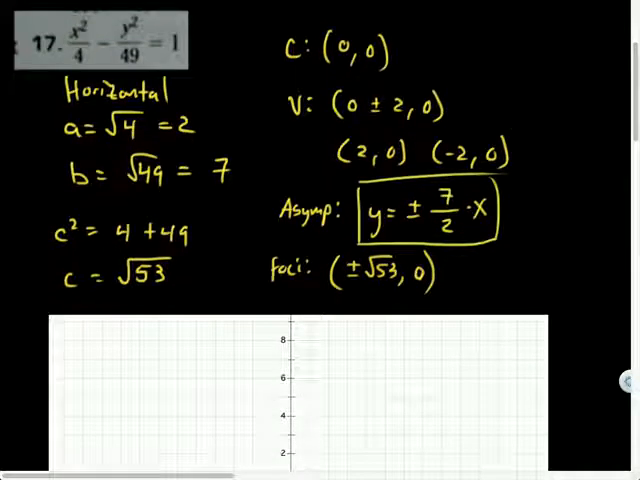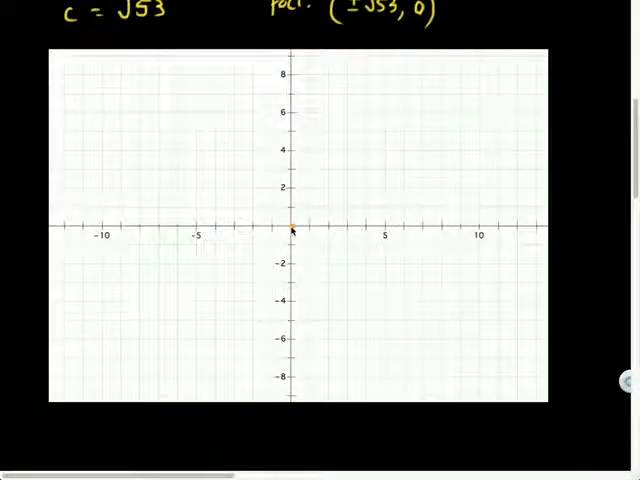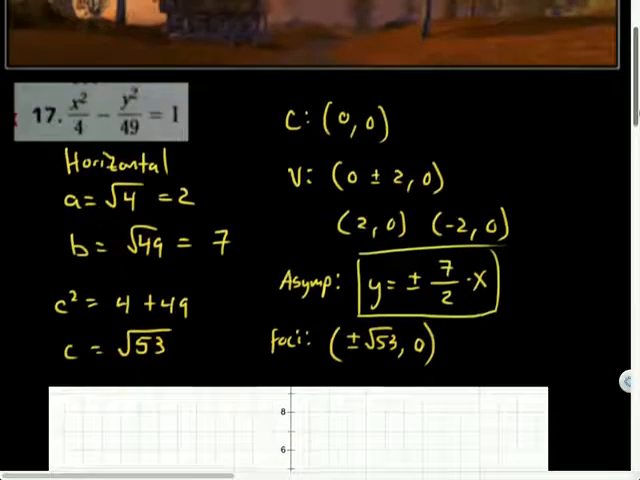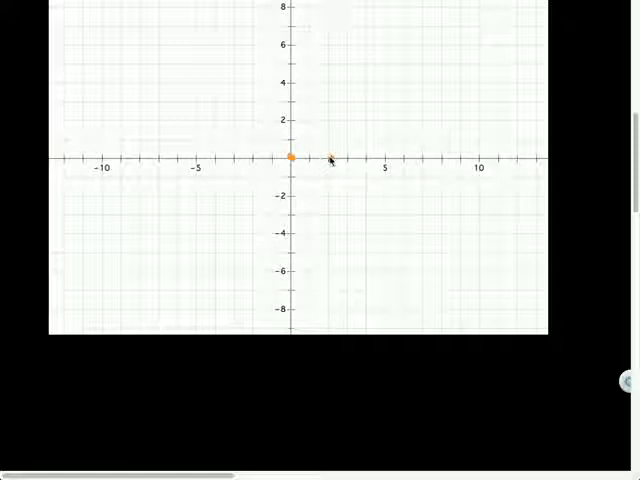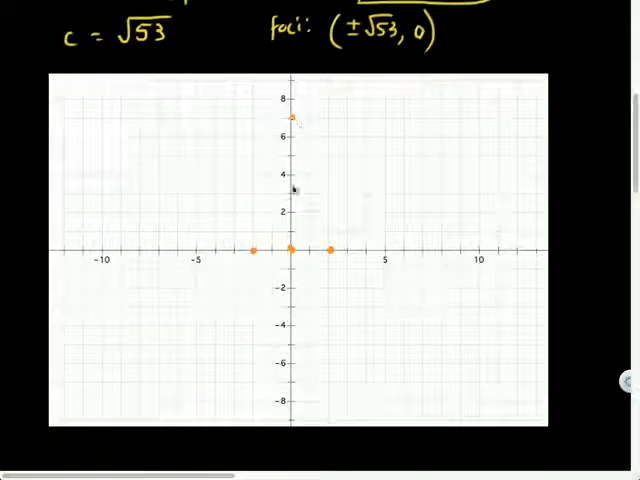So let's plot our points. Here we go. The center is 0, 0. The value of a is 2, so I'm going to go over 2 in both directions, like so. The value of b is 7, so I'm going to go up 7 and down 7. And I want to draw this imaginary box here. Let's see, is that dark enough? Probably not.